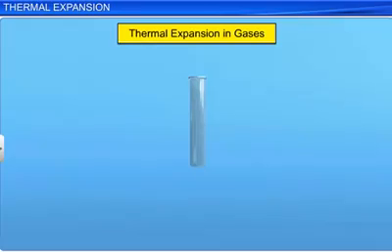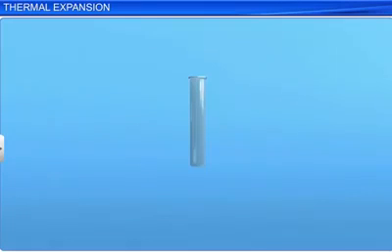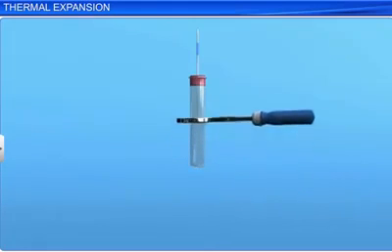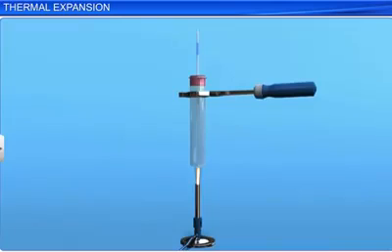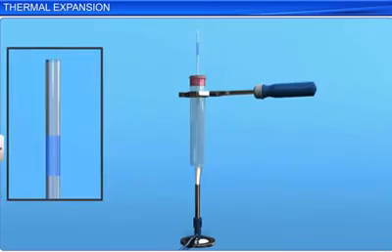Let us now understand thermal expansion in gases with the help of an experiment. Take an empty test tube and close its mouth with a single-holed rubber stopper. Take a capillary tube in which a small amount of colored water is trapped. Insert it into the test tube through the single-holed rubber stopper. Hold the test tube with the test tube holder and heat it over a burner. Observe the level of colored water in the capillary tube.